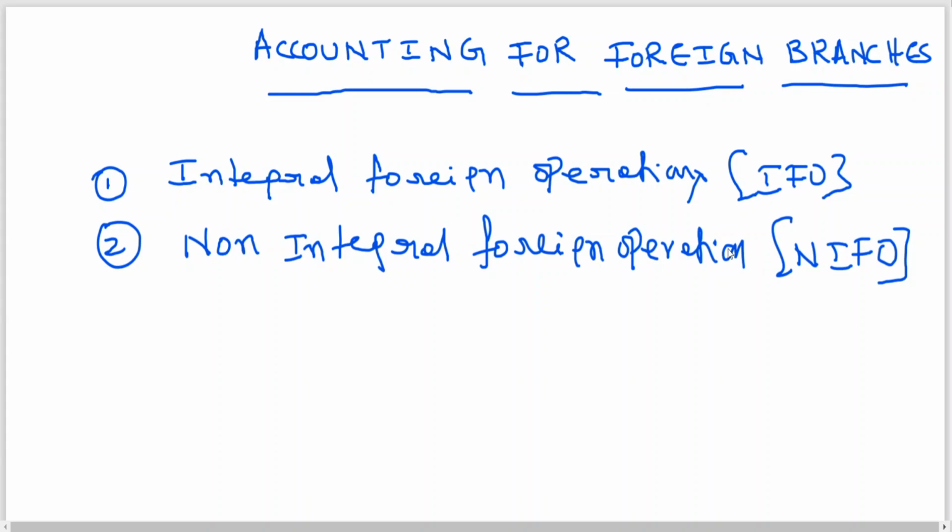Write the meaning of foreign branch. A branch outside the home country in which the head office is situated is known as a foreign branch.